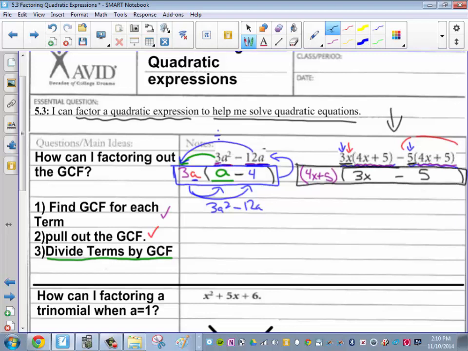And that's how you factor out greatest common factors. As you practice it more and more, you won't have to think about it as dividing and all these other things. But just give it the practice, put in the time, and then good things will happen to you.